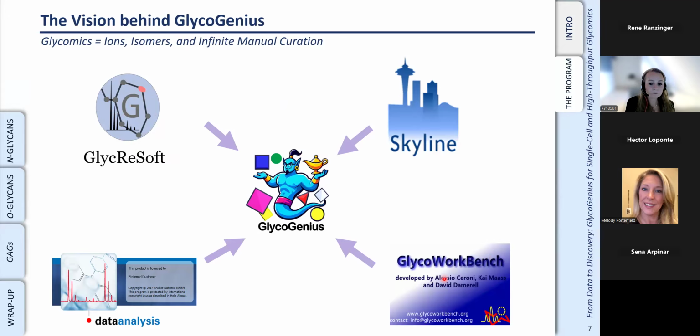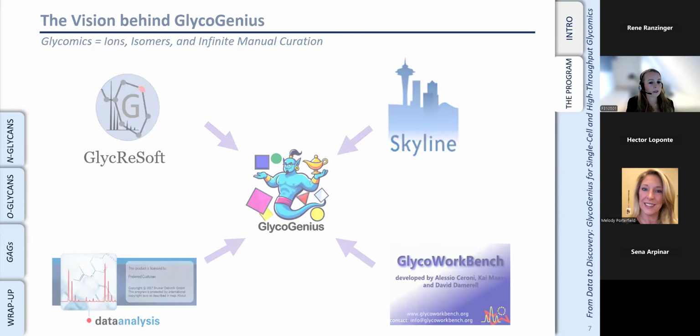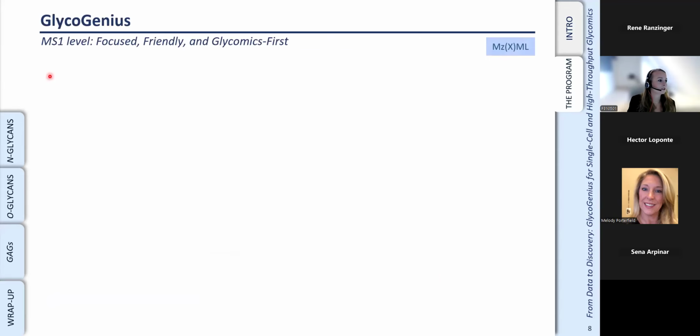So we took a little bit of everything and tried to mix that together, and that ended up being GlycoGenius. So our motivation was very simple: create an open source software tool, user friendly, that anyone hopefully can use, whether you're a glyco specialist or just starting. And what we start with is MS1 level. So it's focused, friendly, and glycomics first. For this, you need an mzML or an mzXML file, so it should work in theory with every mass spec vendor that is out there.